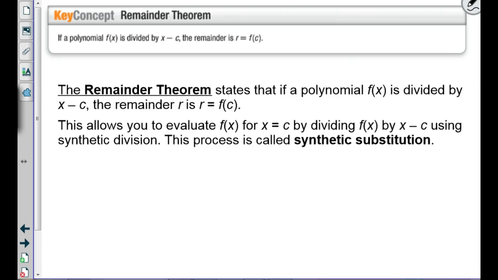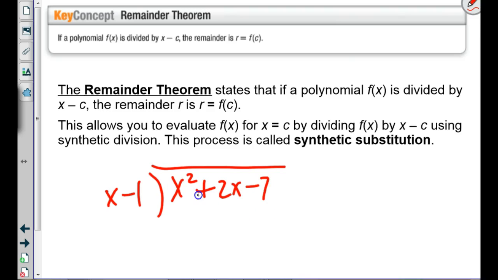We did synthetic division yesterday. On the back, it talks about the remainder theorem. The remainder theorem simply says that if I want to know if this divides in evenly and is a factor, I have an option. I can divide it by long division. I can do it by synthetic division.